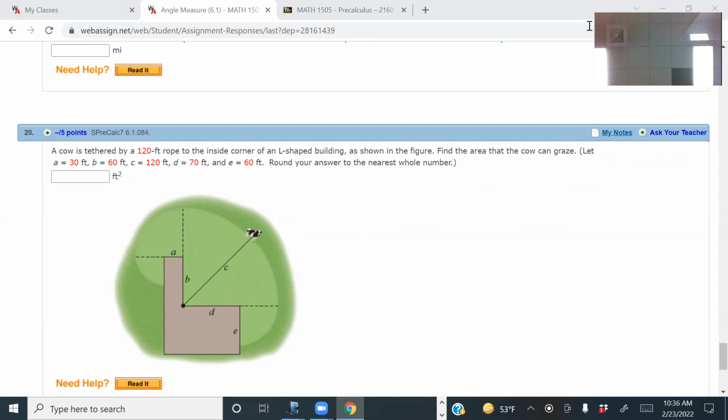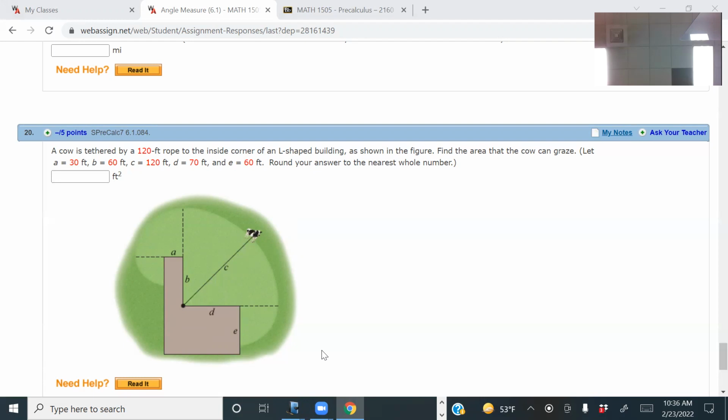So this side that they've labeled A on the barn, what's that? This is 30 feet, and this one is 60 feet. That doesn't look drawn to scale. And of course, the length of the rope is 120 feet. This distance is 70 feet, and this distance here is 60 feet. Again, we want to calculate the square footage that the cow can graze in this picture.